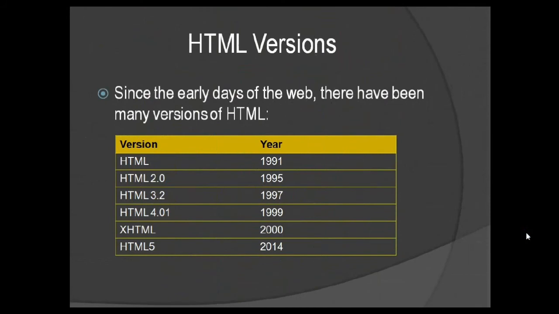Now at last, HTML versions. Since the earlier days of the web, there have been many versions of HTML, like HTML in 1991, HTML 2.0 in 1995, HTML 3.2 in 1997, HTML 4.01 in 1999, and XHTML in 2000, and the latest version of HTML is HTML5, which was launched in 2014. Hope that you will understand the whole topic.